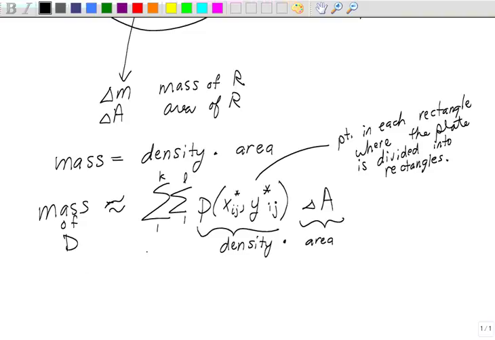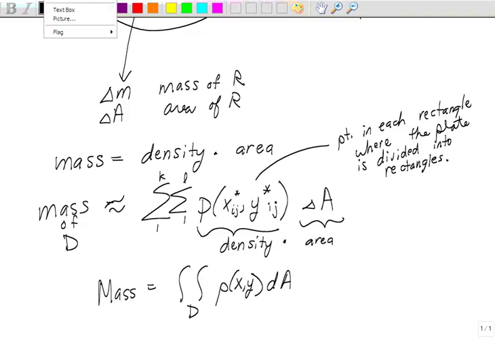So if we take the limit as the number of rectangles goes to infinity, then the mass is going to equal this double integral over the plate of the density at a point times dA, the area. Okay, so there's one application.